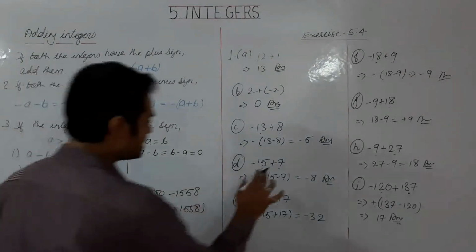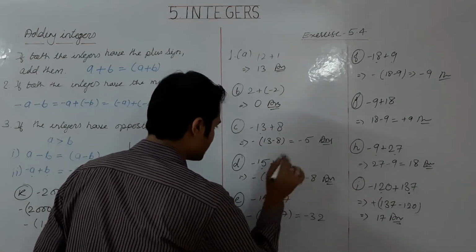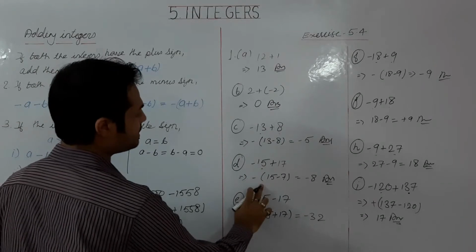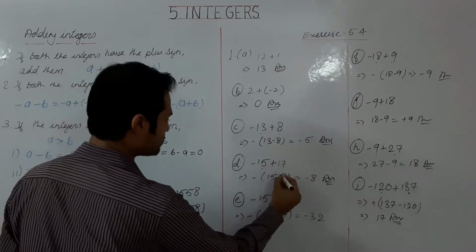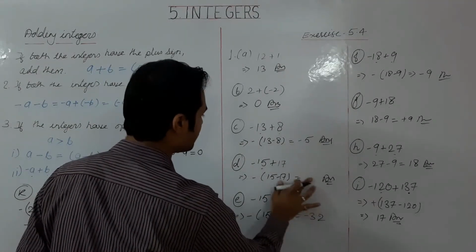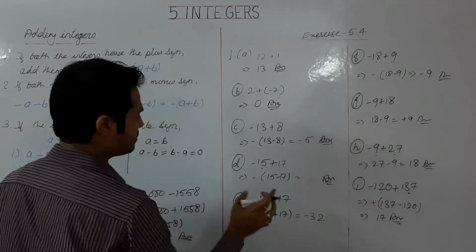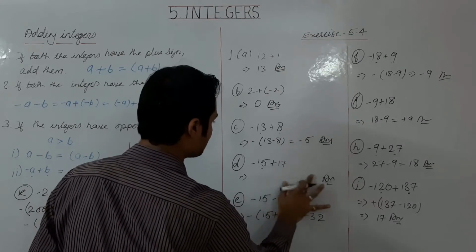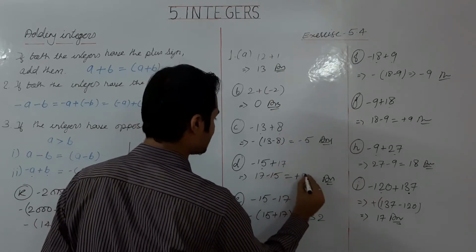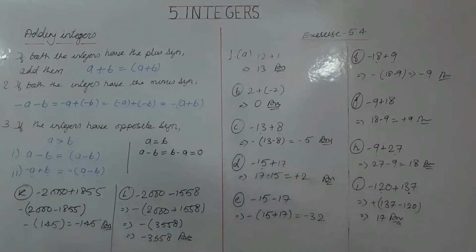Okay, in part D it is 17, so please make the necessary corrections. Minus 15 plus 17, so I'll write plus 17 here. Now it is better to write 17 minus 15 and the answer is plus 2. Right, so the answer is plus 2.